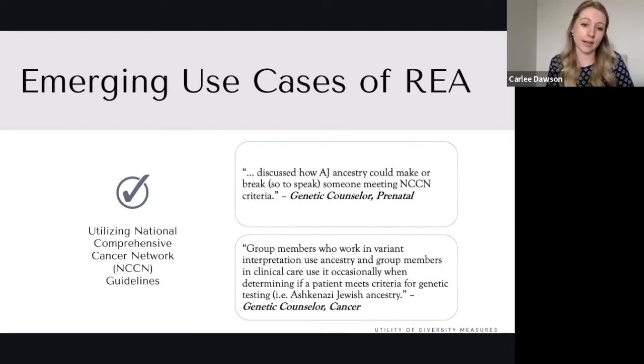And then the cancer genetic counselor shared that group members who work in variant interpretation use ancestry, and group members in clinical care use it occasionally when determining if a patient meets criteria for genetic testing. So it's really stating how Ashkenazi Jewish ancestry can determine if a patient meets criteria for testing or if insurance would even cover it.